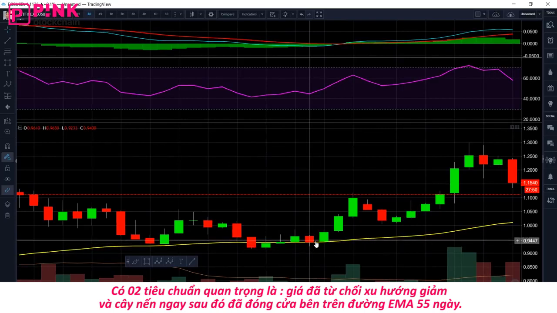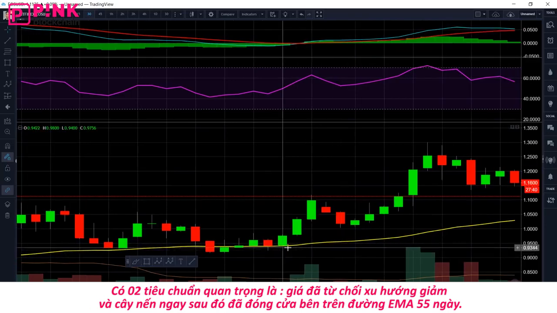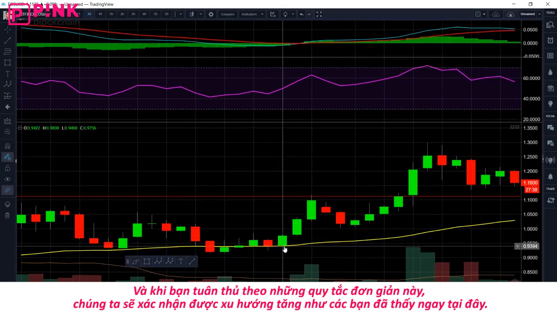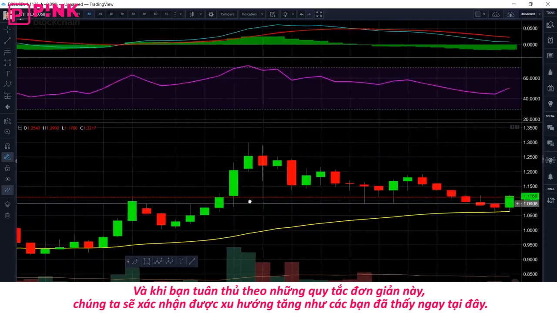One is a rejection to the downside, right? And then two, the candle up next that closes after it ends up successfully closing above the 55 EMA. And when you follow these simple rules that I'll get into so much detail for you guys, I promise, we can now confirm an uptrend as you guys saw right here, okay?